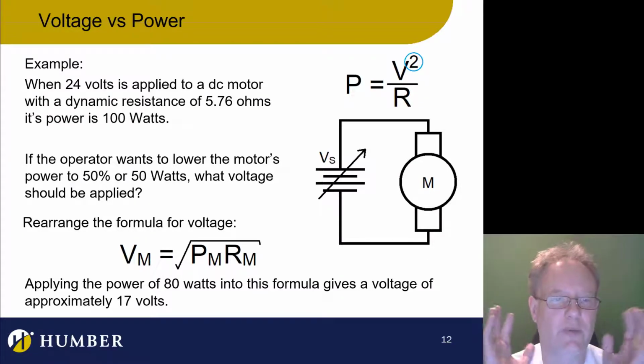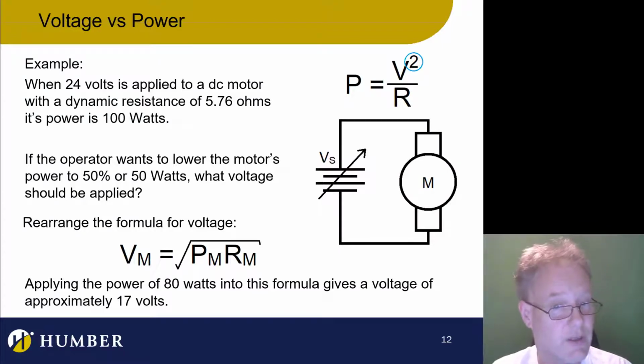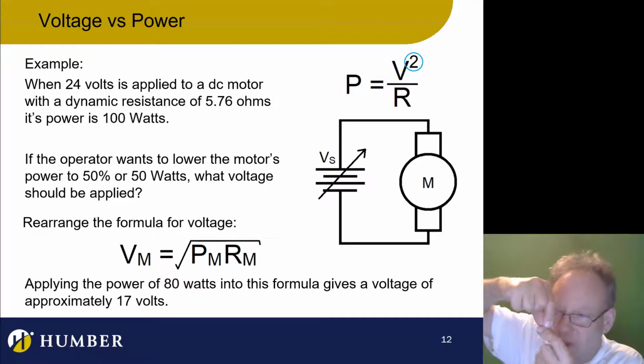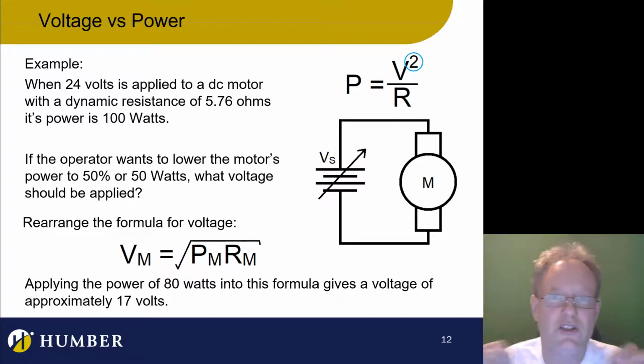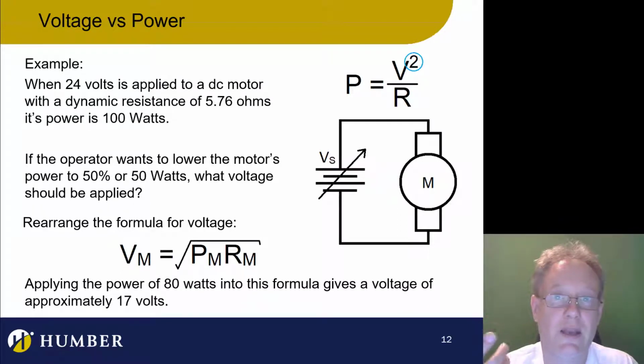Okay, so example, here we go. When 24 volts is applied to a DC motor with a dynamic resistance, okay, that's interesting, the dynamic resistance. What does it mean? Well, you've seen that in play in the lab. When you physically put your finger on the motor and slowed it down, you saw the current went up. Therefore, the resistance changes. But wait a second. How can the resistance of a motor change? It's the same motor. Well, the resistance is dependent on the load.